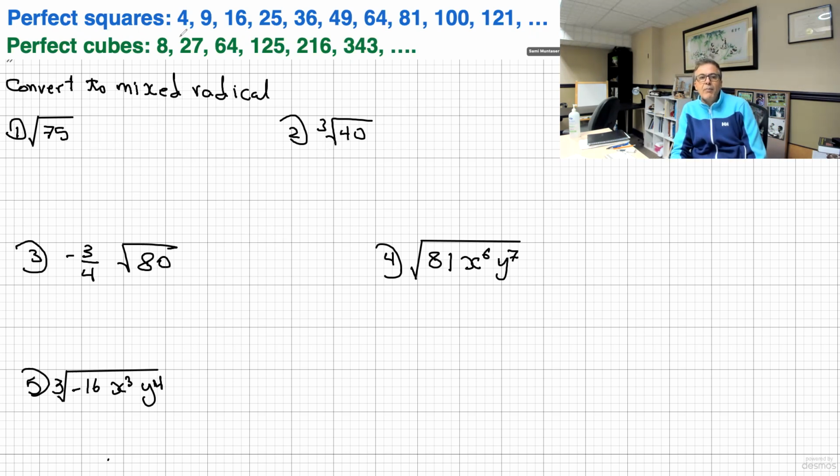The way I like and prefer is, I know my perfect squares, so I'll just list them out for you here. The perfect squares are 4, 9, 16, 25, 36, 49, 64. And how do I know that? Because 2 squared is 4, 3 squared is 9, 4 squared is 16, and so on. And the perfect cubes are 8, 27, 64, and so on. That just means 2 to the power of 3 is 8, 3 to the power of 3 is 27, 4 to the power of 3 is 64.